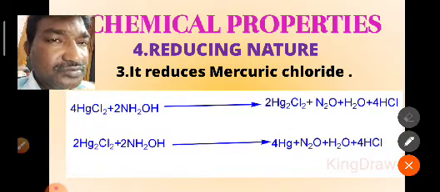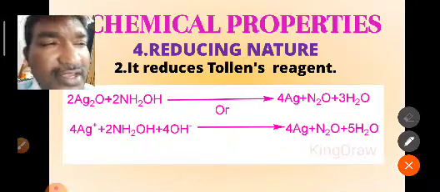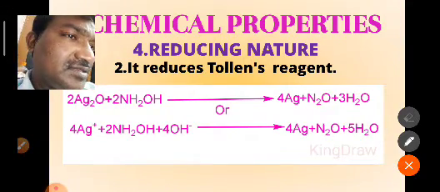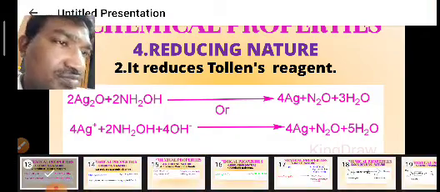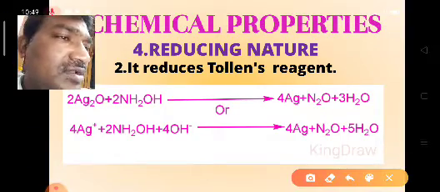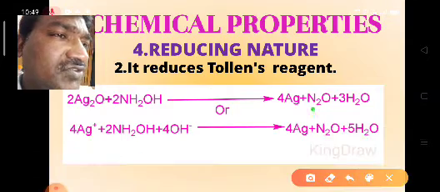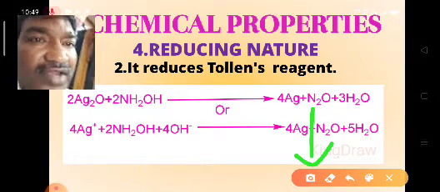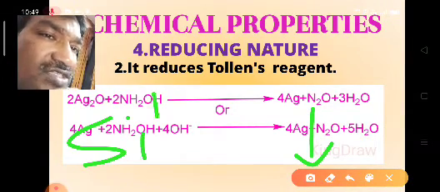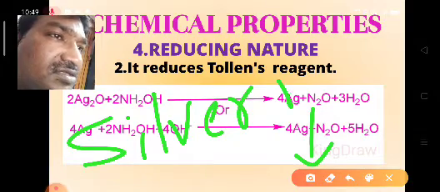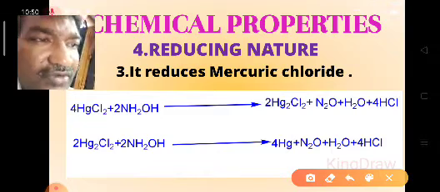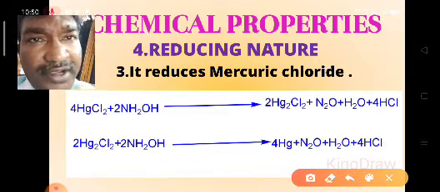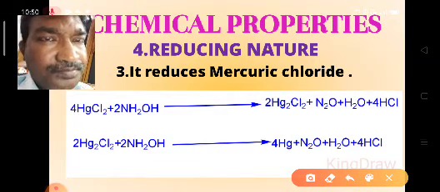Firstly, I forgot to say that in the Tollens reagent we get a silver coating on the walls of the test tube. So that's why the Tollens test is also known as the silver mirror test. That we have to remember. And it reduces the mercury chloride also.